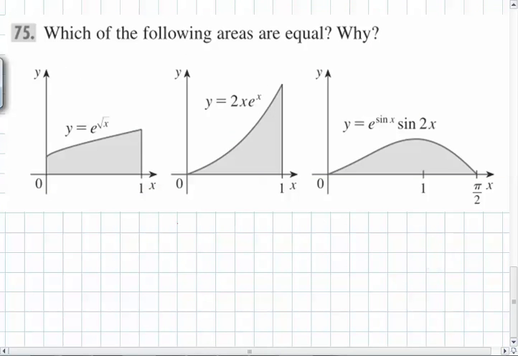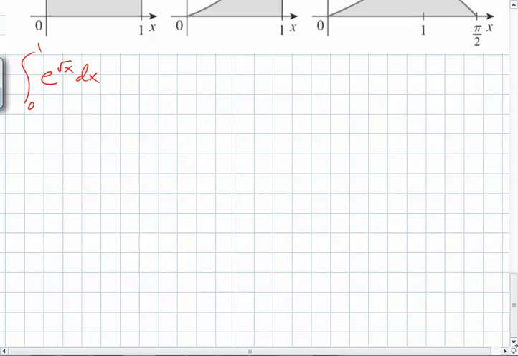Well, let's just try evaluating and see what happens. On this first one, this is the integral from what to what? 0 to 1 of what function? E to the root x times what? Dx. So let's actually try evaluating it and see what happens. What do we think u should be? Yeah, let's do u as root x.